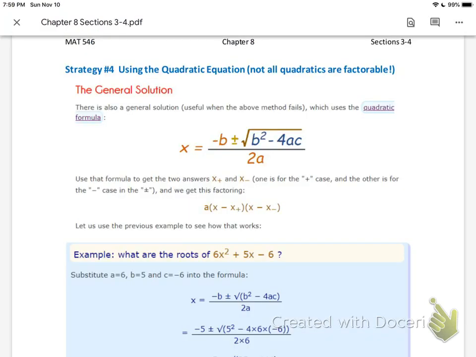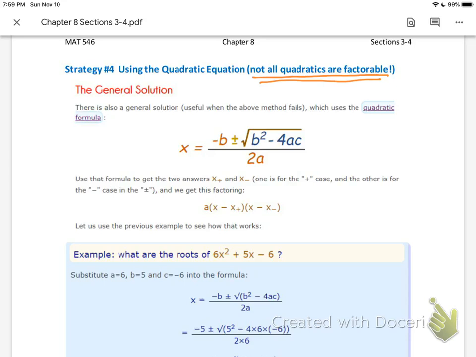Okay, so strategy number 4, using the quadratic equation, because either you can't find the multiples that you need, or because not all quadratics are factorable. So there's a general solution, and it's useful when the above method fails, or when it's taking you too long to do the above method, and that uses the quadratic formula.